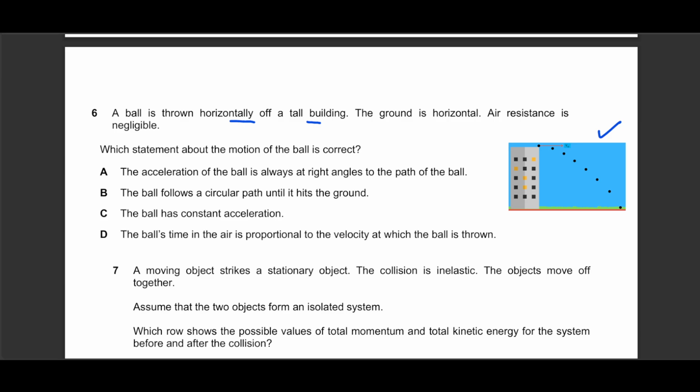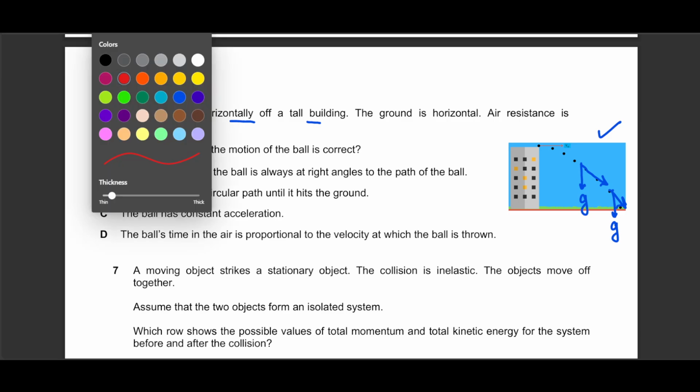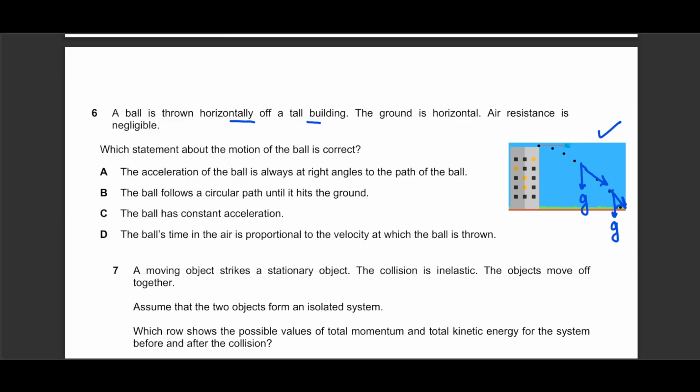So option A says the acceleration of the ball is always at right angles to the path of the ball. Now this, in terms of visualization, is a bit inaccurate. Why? Because the path of the ball gradually changes and becomes like this, whereas the gravitational acceleration always stays perpendicular to the ground or the Earth's surface, which is why we can't say right angles all the way. At the beginning it was, but not at the end of the path. So that's why I am rejecting option A.